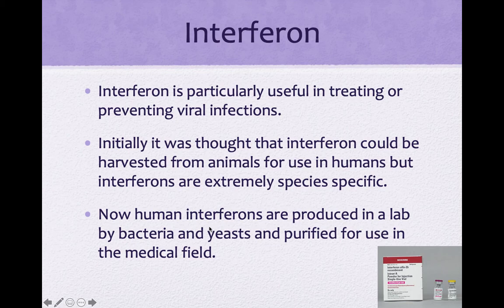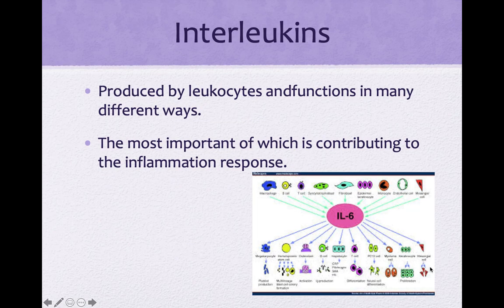If you refer back to the idea of the host range in viruses, it would make sense that we have viruses that are unique to humans, so therefore we have interferons that are unique to human viruses, since those viruses aren't found in any other species. So now we use bacteria and yeast to make human interferon in a lab that they purify away, and that's what they use in a hospital setting.